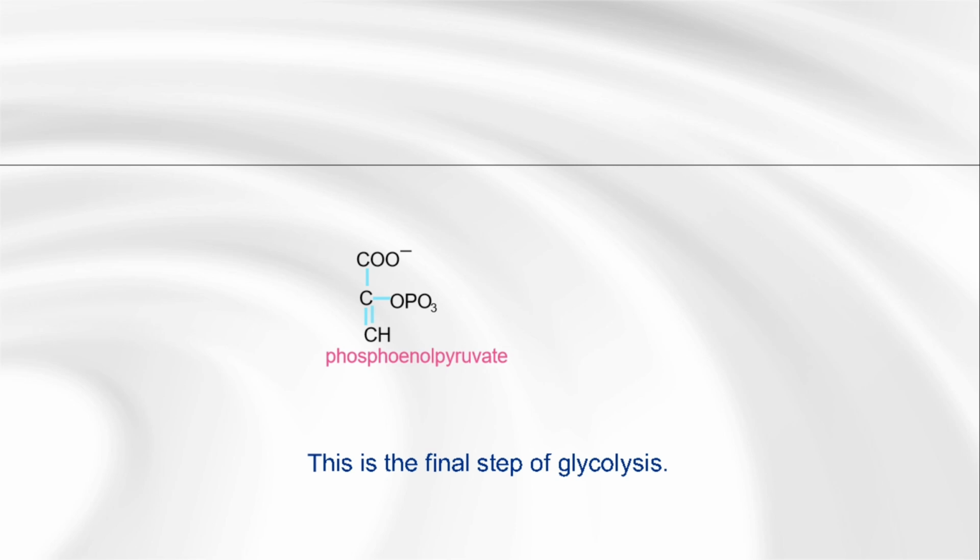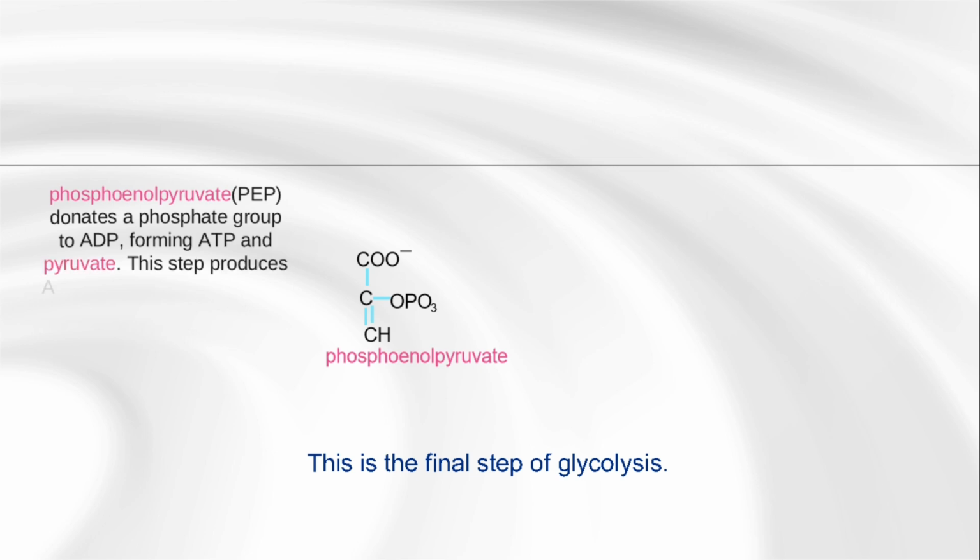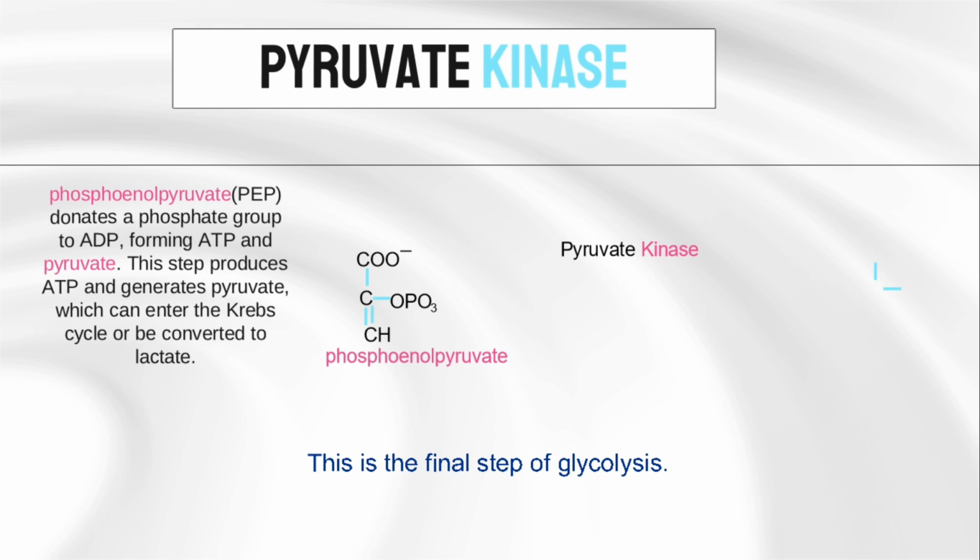In this climactic step 10, we witness the enzyme pyruvate kinase in action. Imagine pyruvate kinase as the master of ceremonies, orchestrating the final transformation. This enzyme facilitates the conversion of phosphoenolpyruvate, PEP, into pyruvate. How does this happen? PEP generously donates its phosphate group to ADP, creating ATP, the very essence of cellular energy. This pivotal exchange not only produces ATP but also forms pyruvate, a key player in the metabolic game.